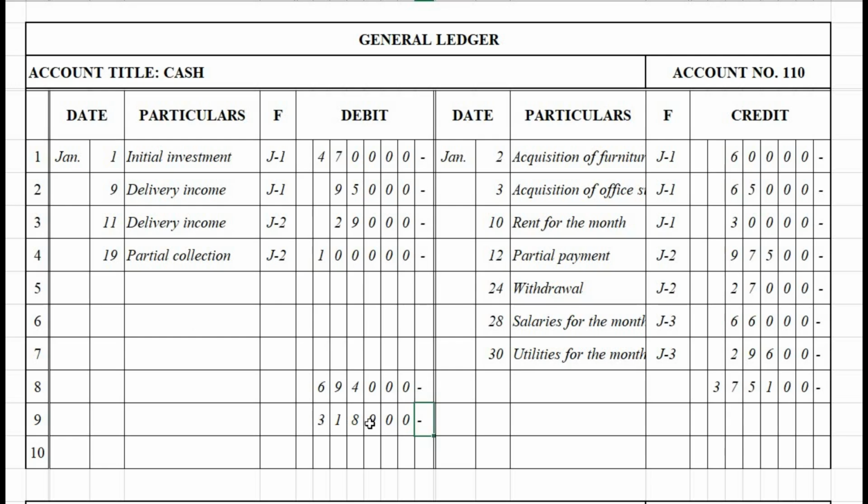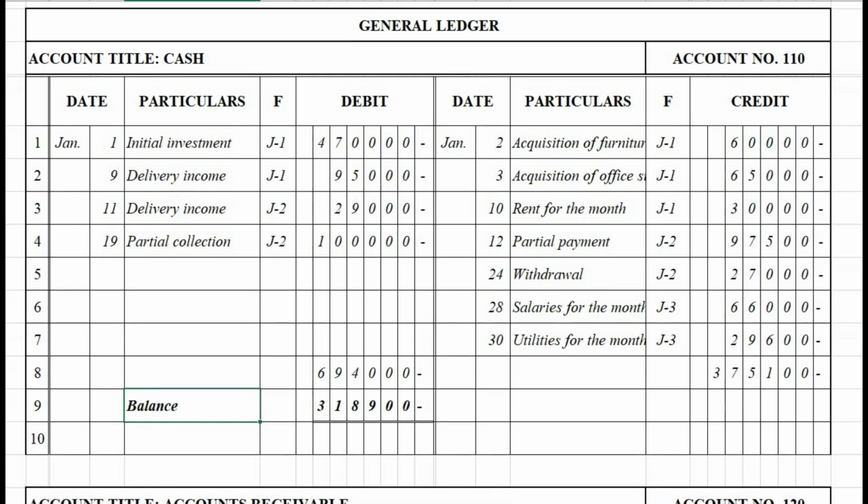So I just have to bold it and then double rule it to signify that this is our account balance, or just balance. So that is our balance in cash. The same thing has to be done in the other accounts.